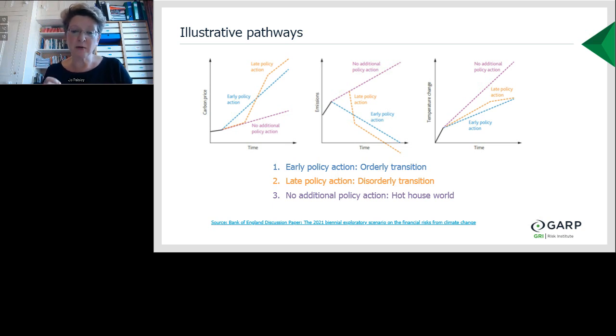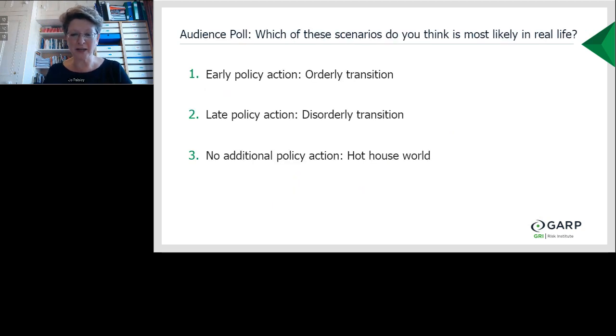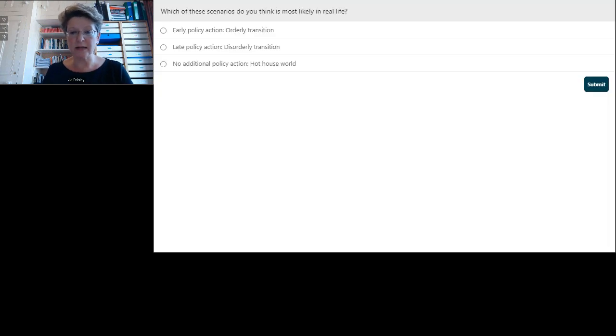But we don't know. And I thought to get you in the mood for voting, we try and take the audience's temperature. So I wanted to just set the scene and find out which scenario you think is the most likely in real life. Do you think we will get our act together and it will be a nice, smooth, orderly transition with early policy action? And we're talking about global here. Do you think it will be a late policy action with a disorderly transition? Or do you think that we are headed for a hothouse world? And so on this slide, you can just take your time, think about those three different options, and then we'll have a look at the poll results in a minute.